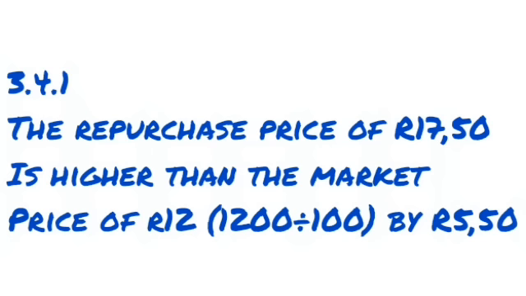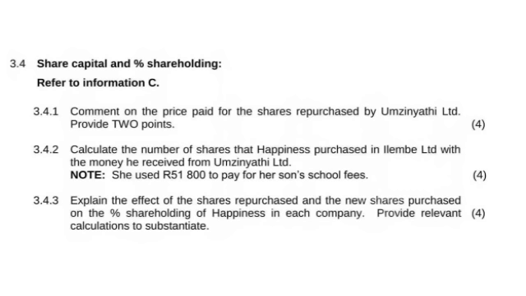I show in brackets how I got the 12 rands: it is 1.2 divided by 100 by 500 and by 5 rands and 50 cents. They only said comment on them. They didn't say give an opinion or whether this is good or bad. Just state what happened here. It is, we paid 17 for something that is only 12 rands.